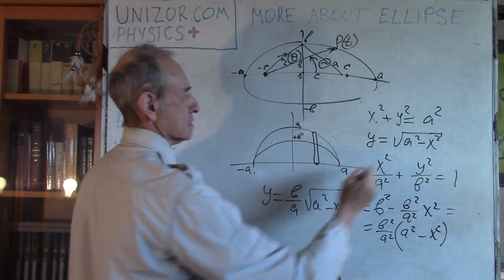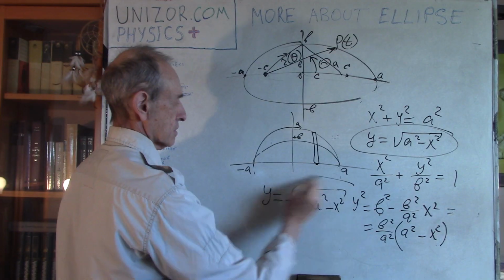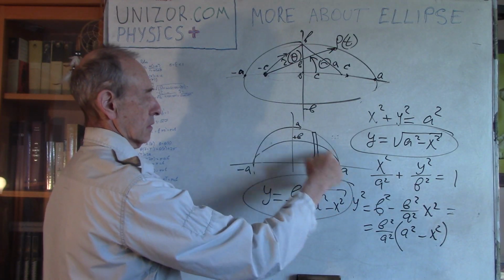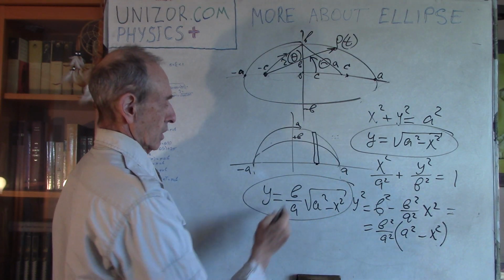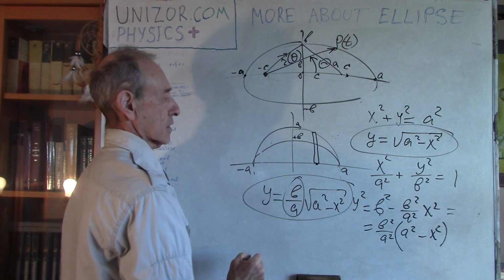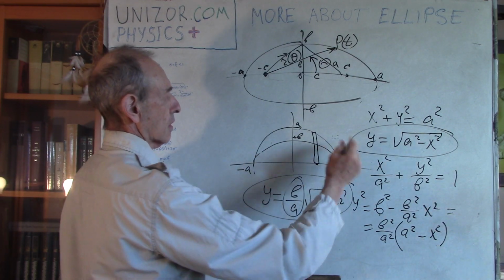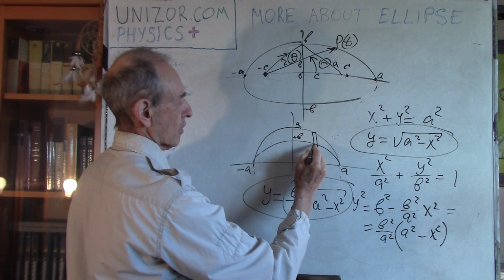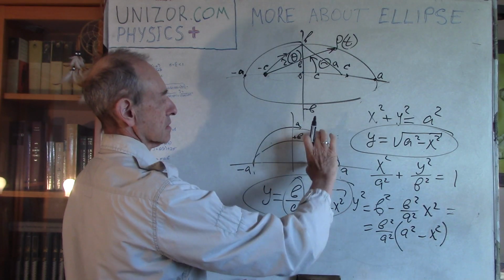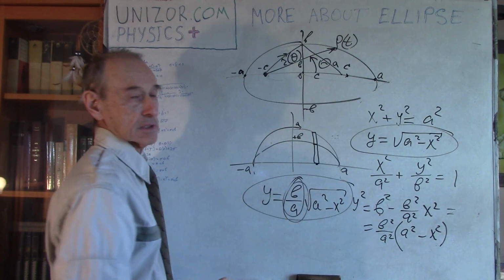So what do we see? Compare this for circle and this for ellipse. Well, this y is greater than this y. This is the ratio, actually. So b is smaller, so the ellipse is smaller. The height of this bar for the ellipse is smaller than the height of this bar for the circle by this factor.